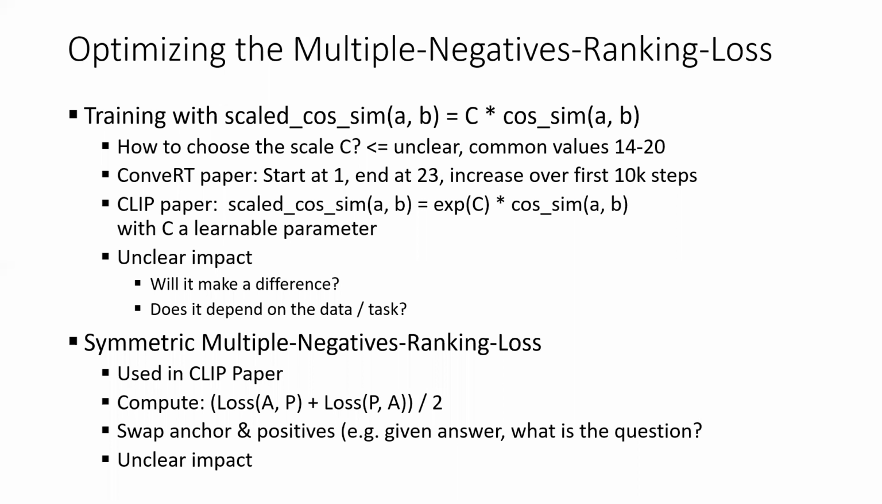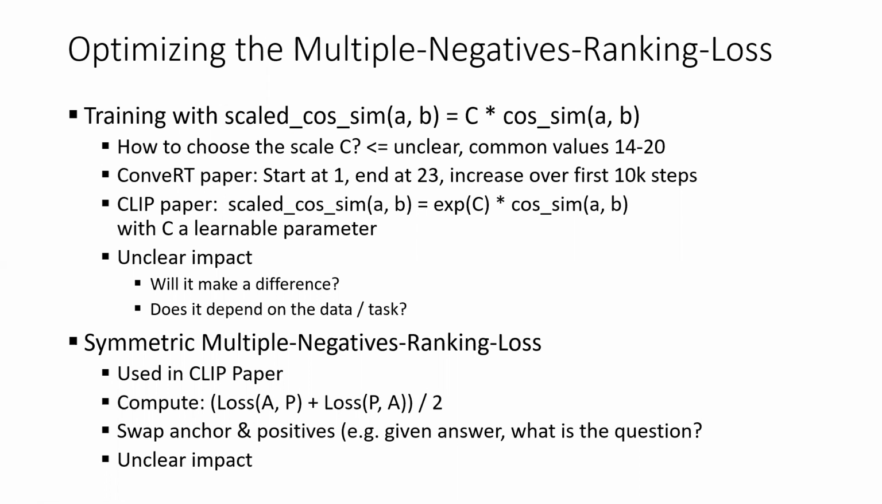So there are different papers which propose modifications to the scaled cosine-similarity, but it's not clear how good these modifications are. They often do not provide the motivation and do not do an ablation study. If we do the scaled cosine-similarity, we have some scaling factor C and we multiply it with the standard cosine-similarity. The first question that arises is how to choose the scale C. This is still unclear. In the literature, you find common values between 14 and 20, but there's no systematic study on that. What is the optimal scale factor?